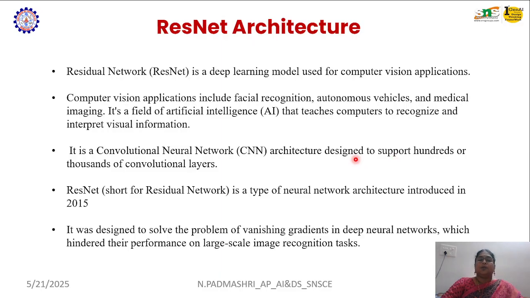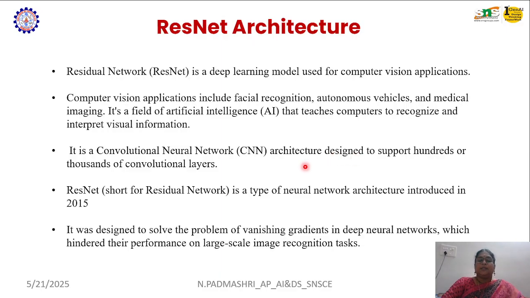ResNet, in short residual network, is a type of neural network introduced in 2015, mainly used to solve the vanishing gradient problem. In this introduction lecture, we just understand why this ResNet architecture evolved and why we use it. In the next session, I will explain the detailed architecture.